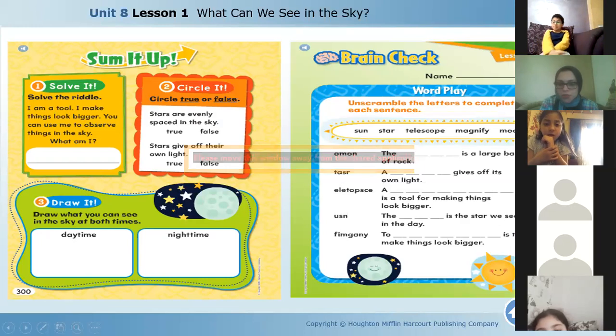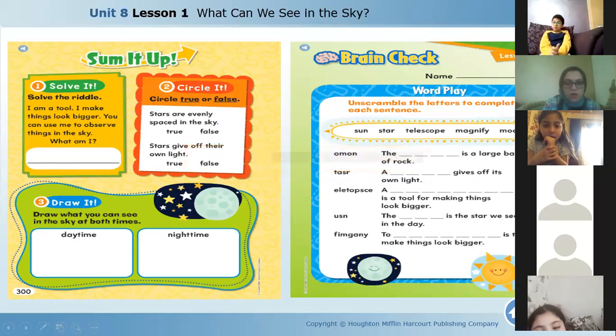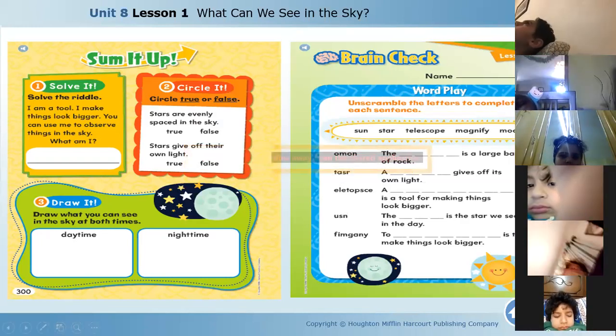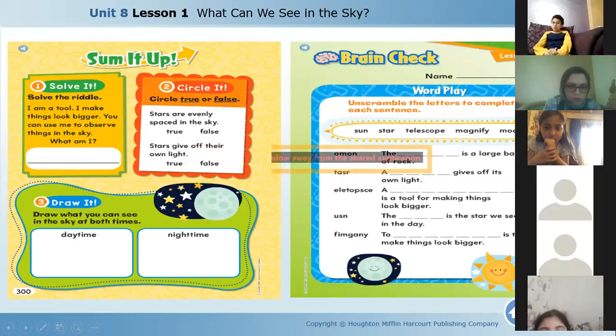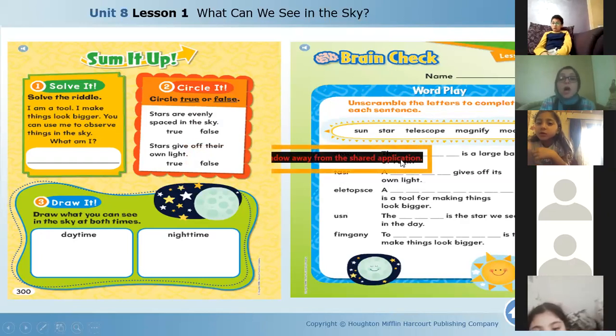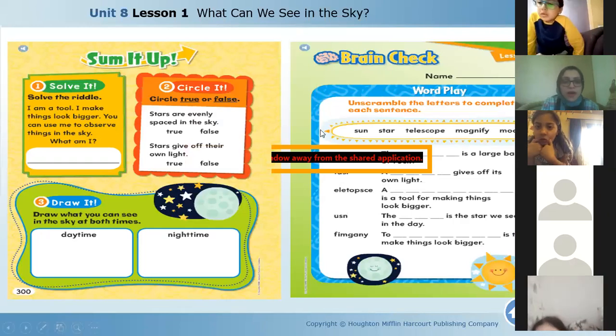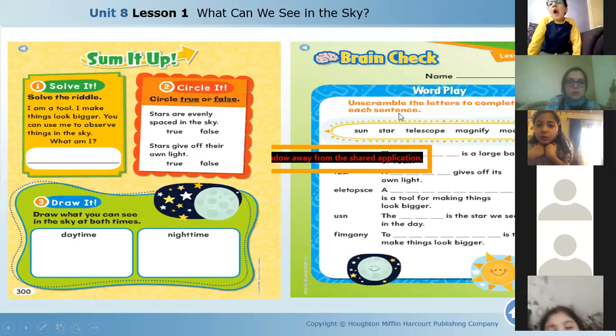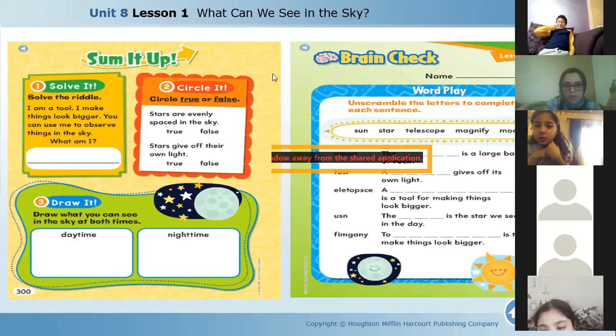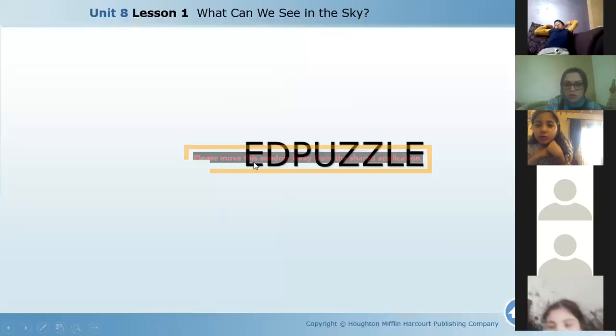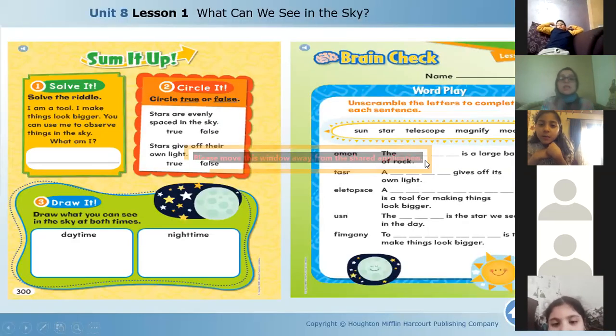And I will choose Ruqayya, then Salim Taimur. Ruqayya. The blank is a large ball of rocks. Can you see the question number 1 on page 301? Can you see it? Okay. All right. What is a large ball of rock? Sun or moon?